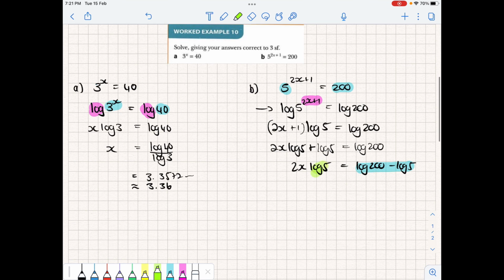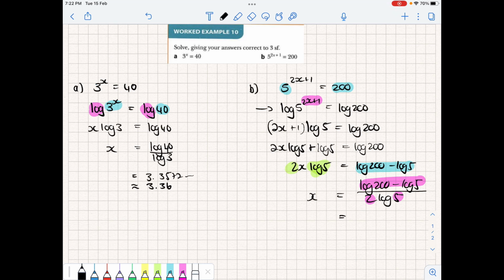The only thing left with my variable is this log 5 and this 2, so I'm going to divide both sides by that. So x is then equal to log of 200 minus log 5 all over 2 log 5. If we were asked to simplify that, we could, and we could also bring this up as a power, but we want the answer, so we're just going to punch all of this into the calculator. So we're going to stick in log 200, and we're going to go minus log of 5.